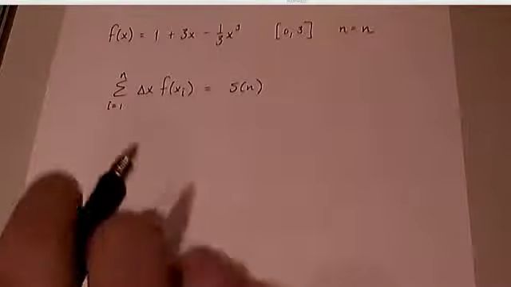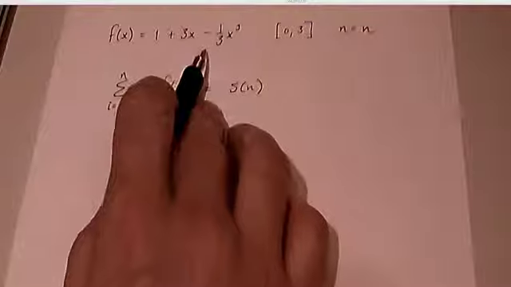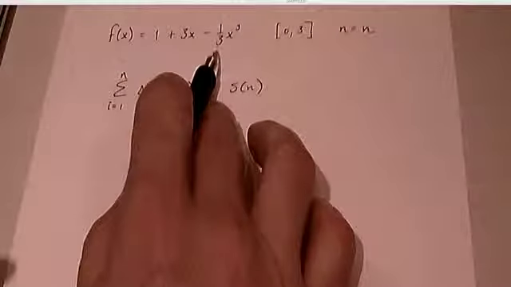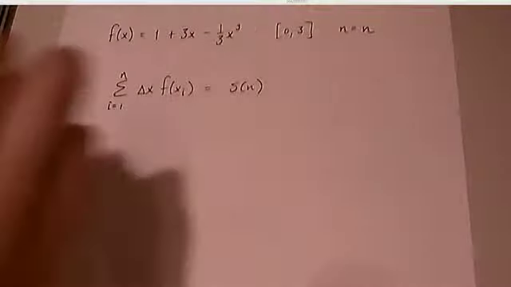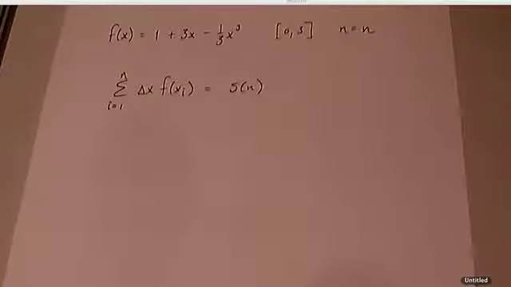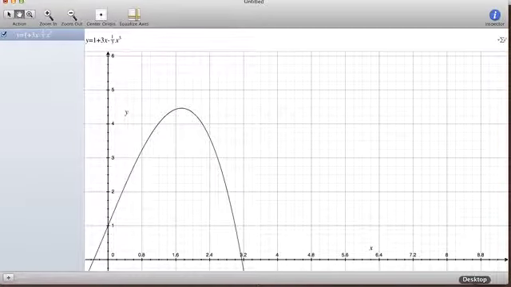Okay? Now this function is a little bit more complicated because it's, first of all, it's got 3 terms, and second of all, it's cubic. But basically what's going on here is still the same sort of thing. Let me go ahead and show you that function. The function looks something like this.